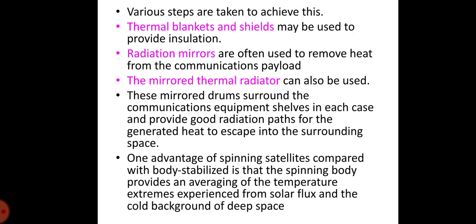The mirrored thermal radiator for the HS-376 satellite is very large and cylindrical in shape, and these mirrored drums surround the communication equipment cells in each case and provide radiation paths for the generated heat to escape into the surrounding space. One advantage of spinning the satellites compared with body stabilized is that the spinning body provides an averaging of the temperature extremes experienced from solar flux and the cold background of deep space.